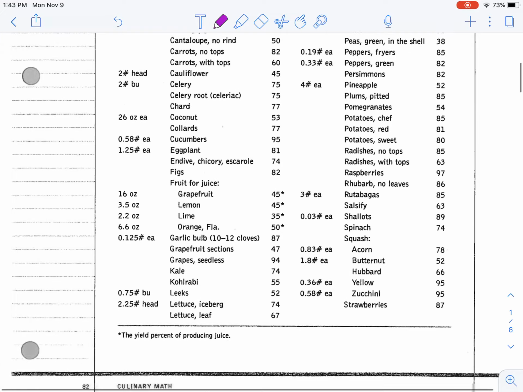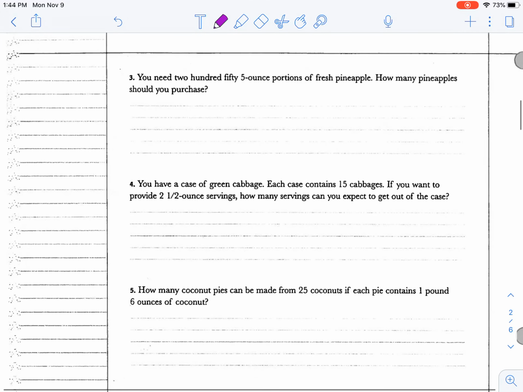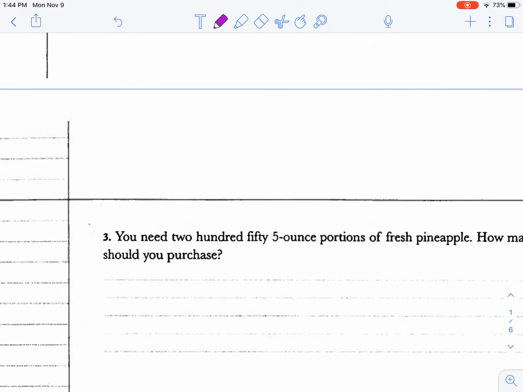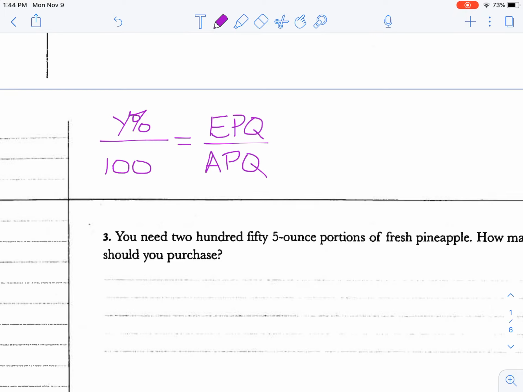So what I would like to do with you today is try to expand a little bit on that yield percentage and put it into different scenarios that are not all just cookie cutter scenarios. They're not all done the same. To review first, our formula for yield percent is 100, and the yield percent is over 100, and it's the EPQ divided by the APQ. And again, EPQ is the edible portion quantity. It's what's going into the recipe. The APQ is how it is when you purchased it.